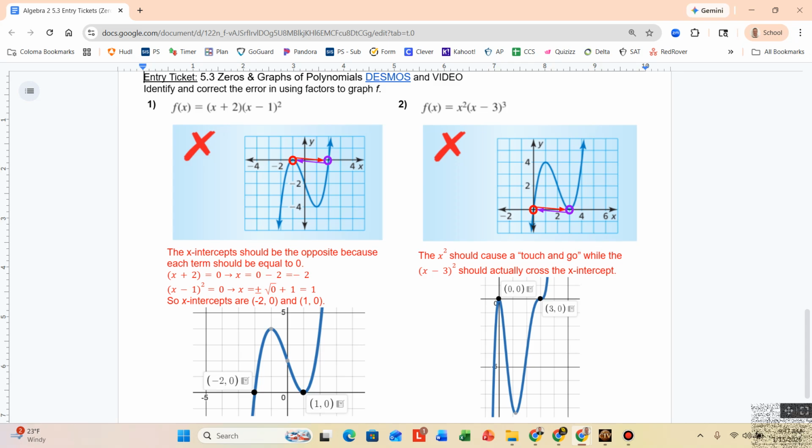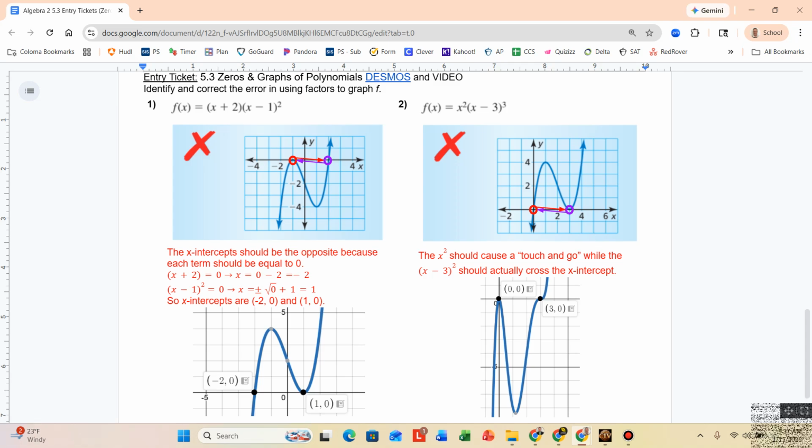The point x plus 2 needs to equal 0, so you're asking yourself what plus 2 is 0. The answer is negative 2, or you think algebraically, opposite of plus 2 is minus 2, 0 minus 2 is negative 2. We need a point at negative 2, 0 instead of 2, 0.